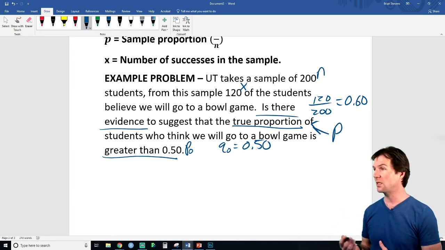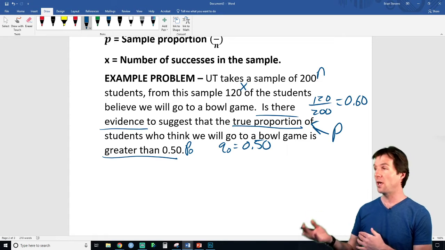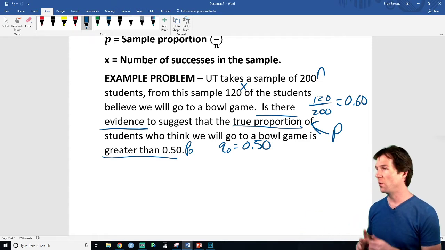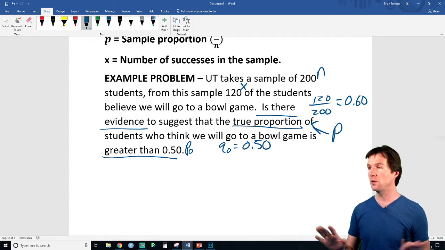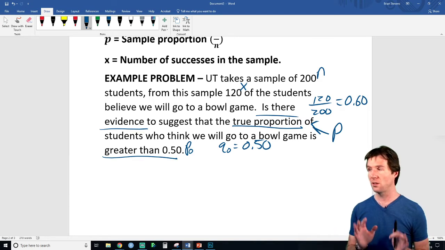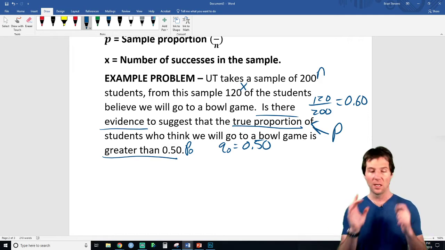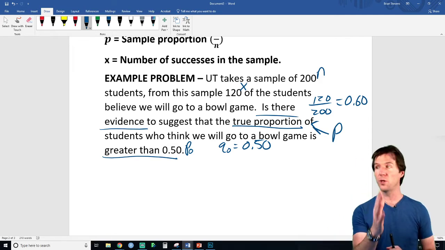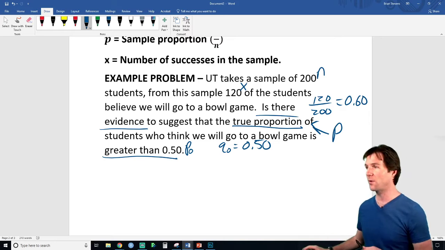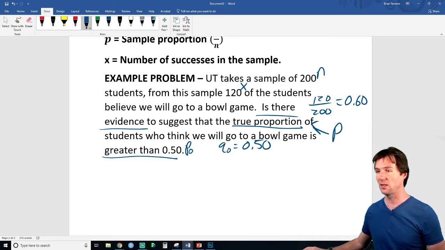So we're going to set up our test to see if there is evidence that the true proportion of students who think we'll go to a bowl game is greater than 50%. So what we have here is all of these values, identifying them, knowing the notation. I know there's P hat, P naught, P, and P value. It can get very confusing. Take your notes and make sure you know which one each of these are. Definitely, notation is the key to passing the test.